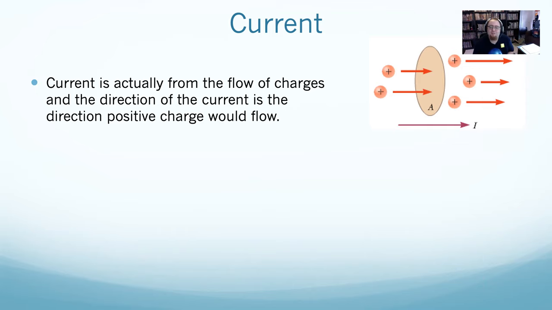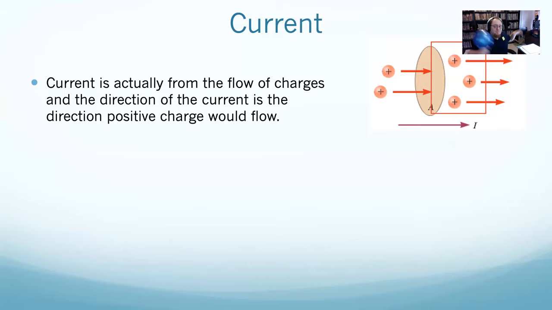Current is how much charge passes through per time. So let's say in one second, these three protons pass through. What I would say is the current is the charge of a proton times three protons over 1 second, the time that it takes to pass through. That's what current is defined as, the direction positive charge flows: how many protons times the charge of a proton in that time period.